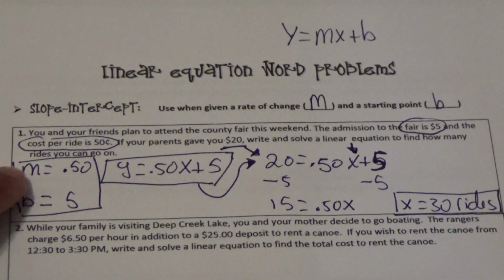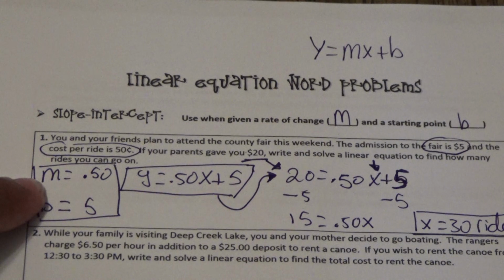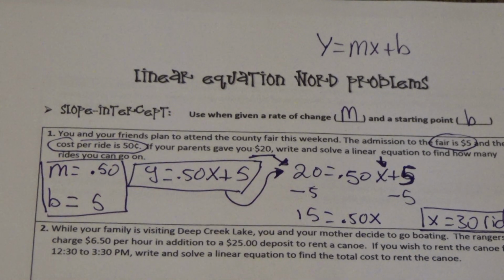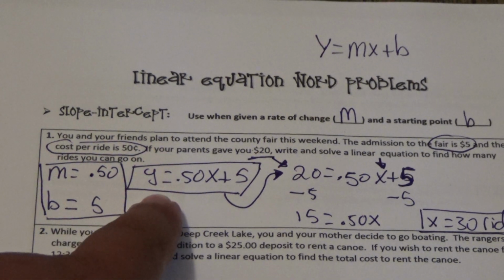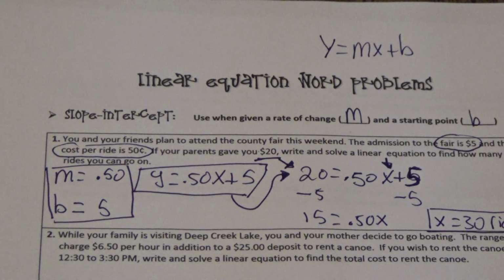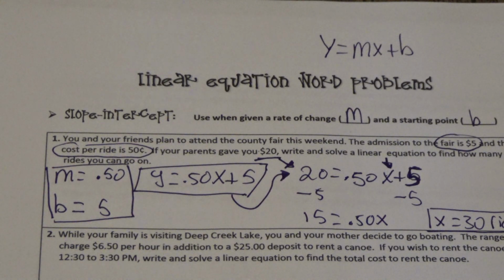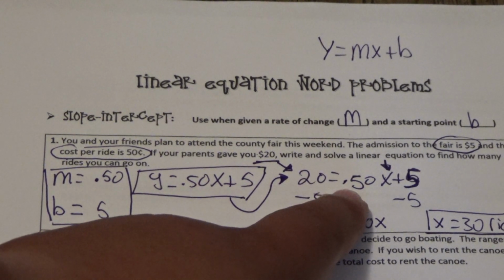So my slope is going to be 0.50 or just 0.5, because that's your cost per ride, 50 cents. And b, your starting point, is $5. It's 5, your y-intercept. So our equation is y equals 0.5x plus 5. Now it says your parent gave you 20 bucks, and I want to know how many rides we can ride. So I know I have 20 equals 0.5x plus 5.